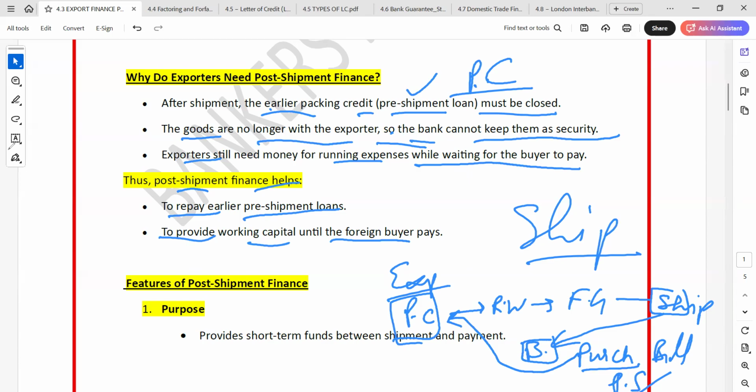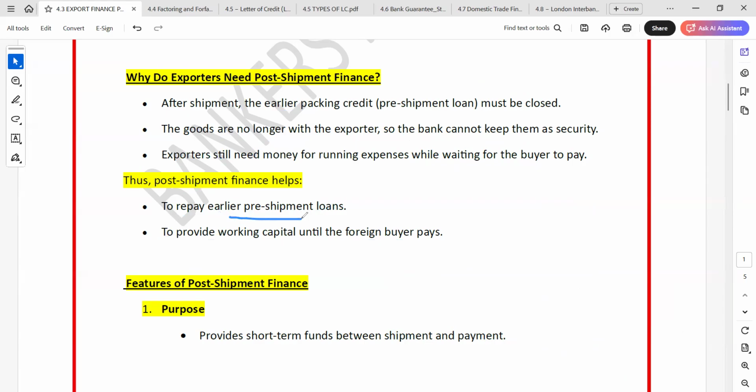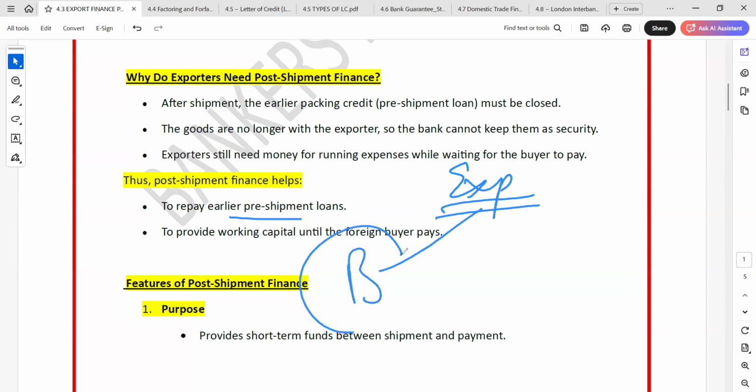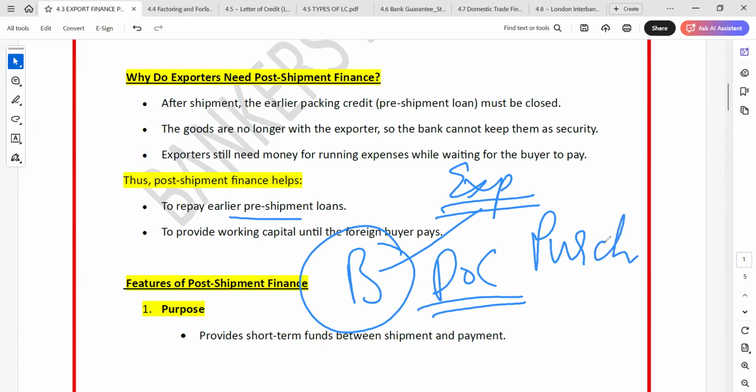In some cases, the exporter has not taken the pre-shipment loan and has done all the pre-shipment work from his own funds. Once he has done the export, he will go to the bank. He will submit documents like bill of lading, bill of exchange, invoice, packing list, and certificate of origin, with the request to purchase the bill. So what will the bank do? The bank will purchase the bill for 80% or 90% of the value as per their sanction terms and conditions.